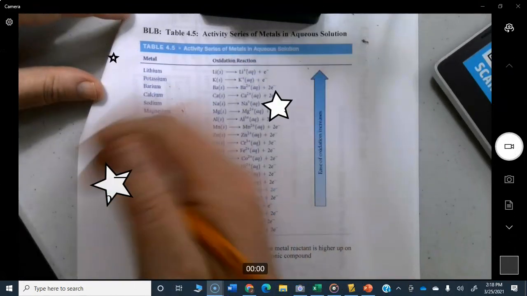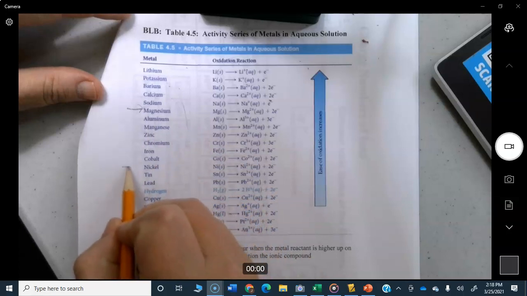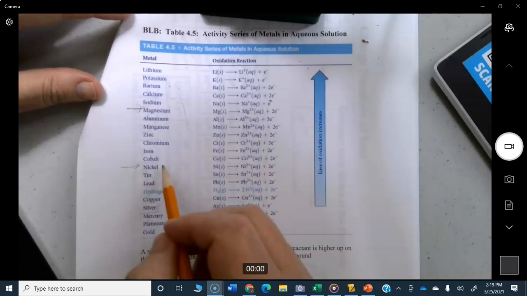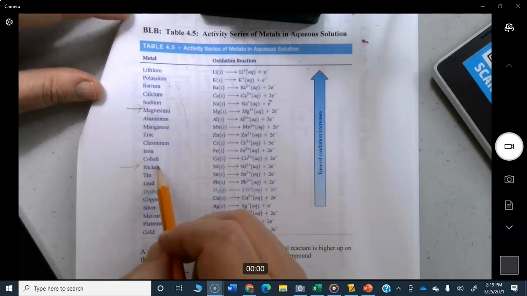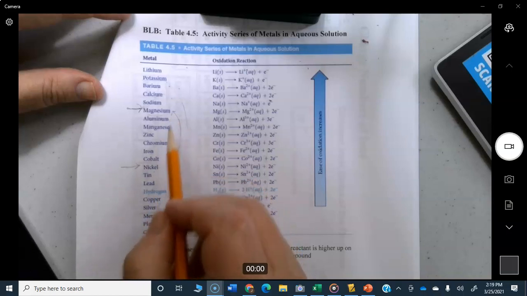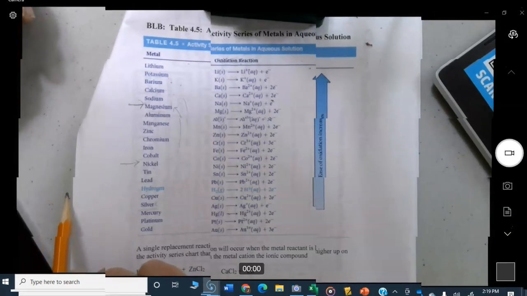Okay, so here's magnesium right here, and here's nickel down here. So nickel was the lone element. If it's above magnesium, the reaction will take place. If it's below magnesium, which it is, the reaction will not take place. Nickel is stronger than magnesium. Magnesium is not going to be able to pull electrons away from nickel, because nickel is stronger, so the electrons don't go up the activity series like that. Therefore, that reaction will not take place the way it's written.